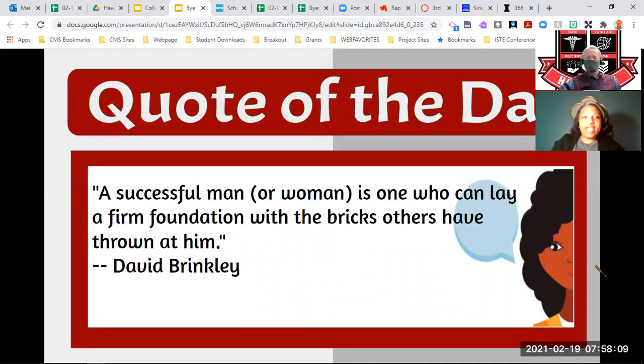So quote of the day: a successful man or woman is one who can lay a firm foundation with the bricks others have thrown at him. That's from David Brinkley.